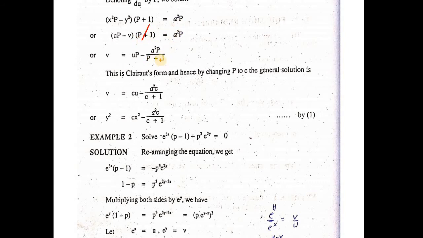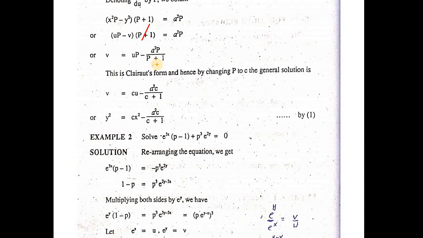Now isolating p, v, this v will be taken to the other side, and it will become v, and here this term which has been divided by p plus 1 will be shifted to the left side, and finally we will get this equation. This is the equation obtained by rearranging and simplifying this differential equation.